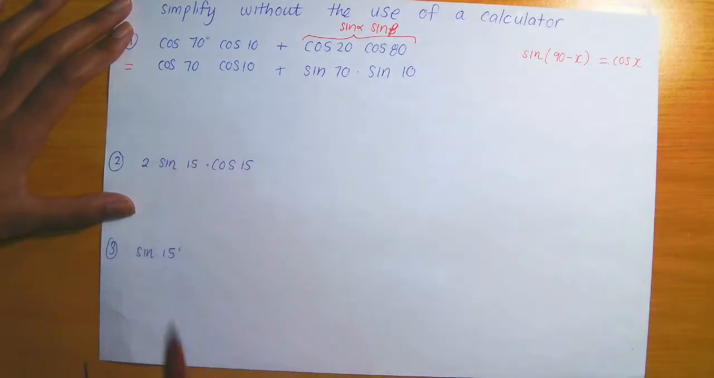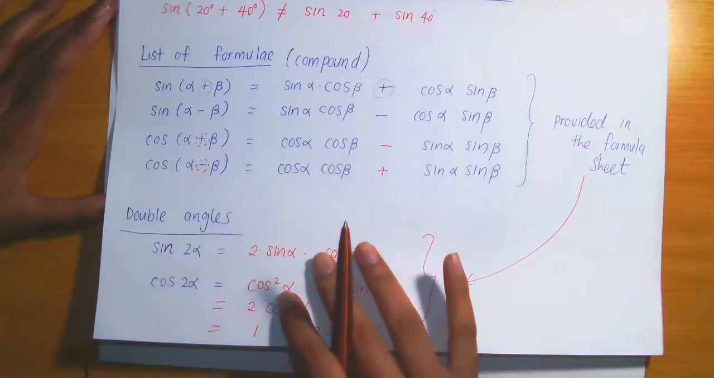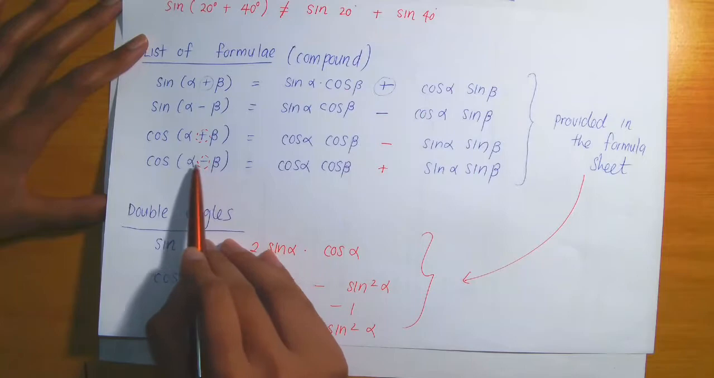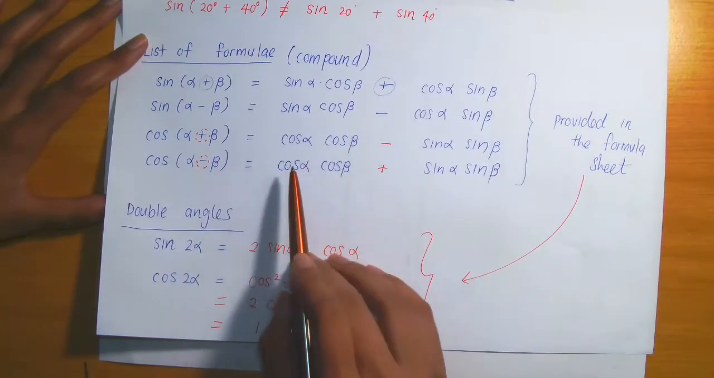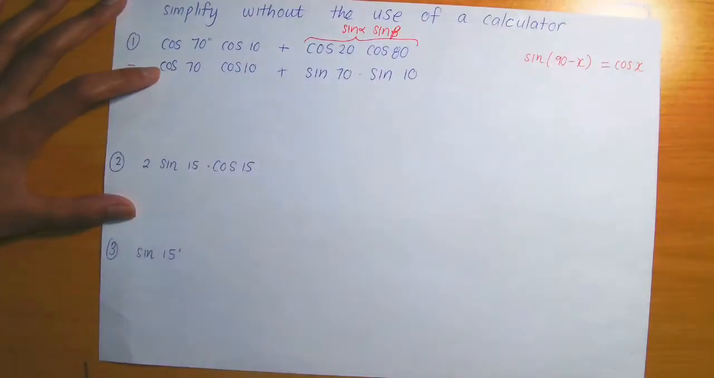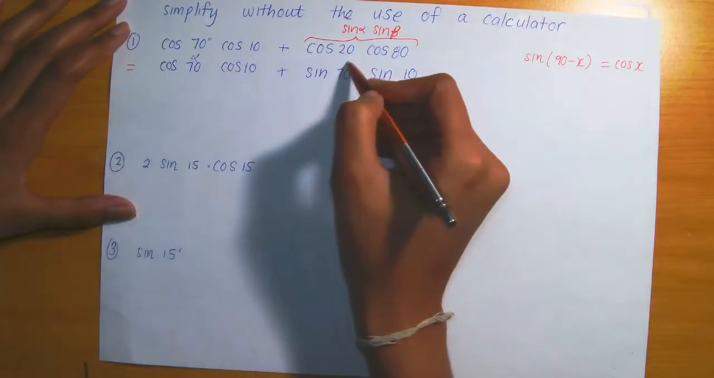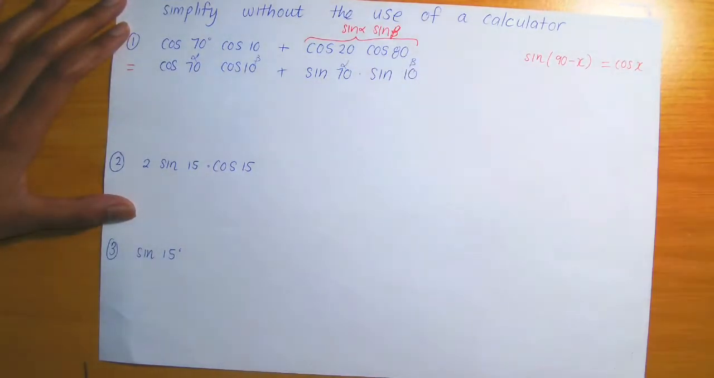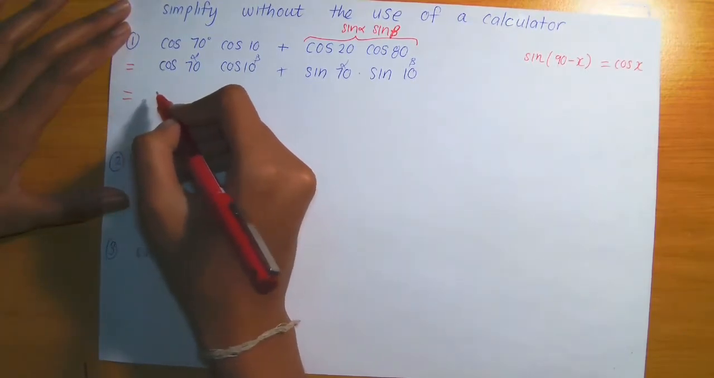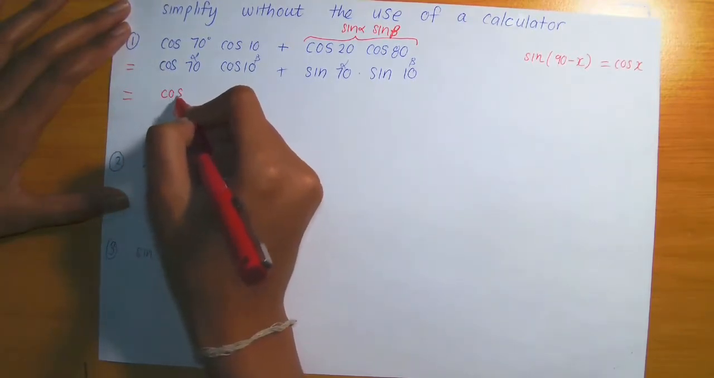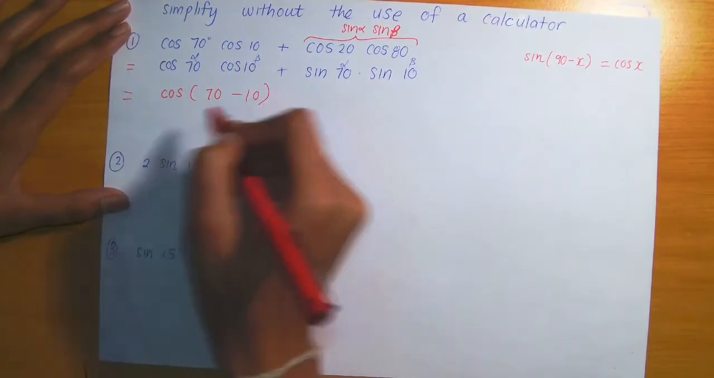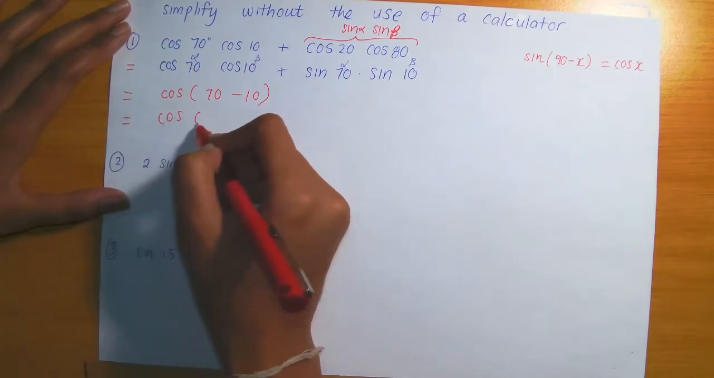And now observe that this is indeed the form of the compound angle for cos when it is being applied to the difference of 2 angles. So we've got the form cos alpha cos beta being added to sine alpha times sine beta. That's precisely what we have here. So this is our alpha and this is our beta. Let's keep that in mind. So rewriting this, based on what we have observed, this now equals cos of alpha minus beta, which is 70 minus 10 degrees, which means this is cos of 60.